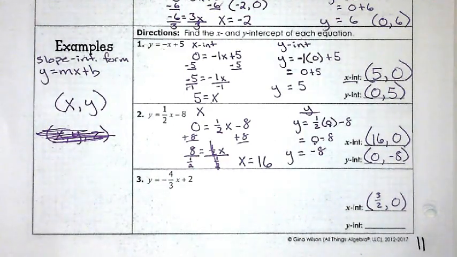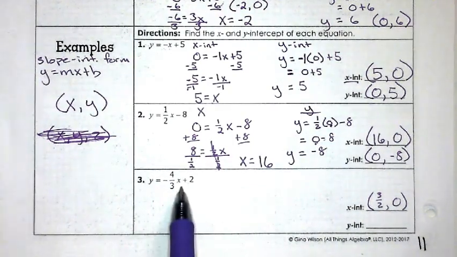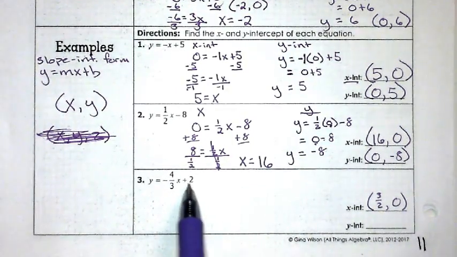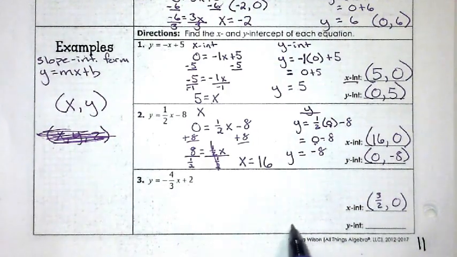Negative 2? Sorry, I need to check my paper. Are we sure it's negative? Because the original equation was negative 4/3 x plus 2. Okay, so yeah, it was originally plus 2, so we have our plus 2 here. Good, and you gave me the ordered pair answer, which is perfect.